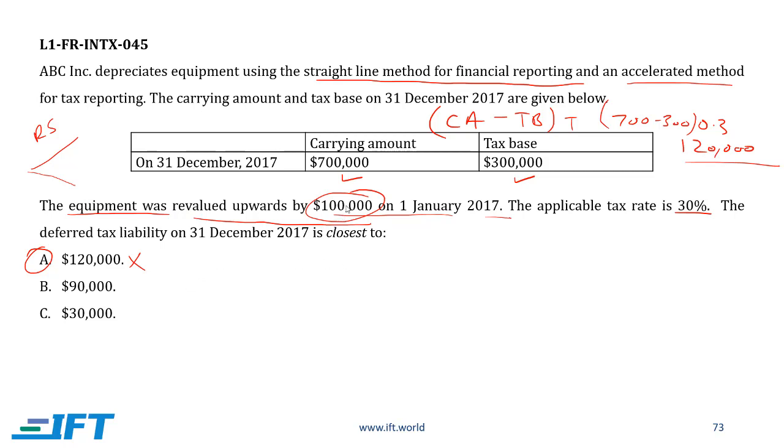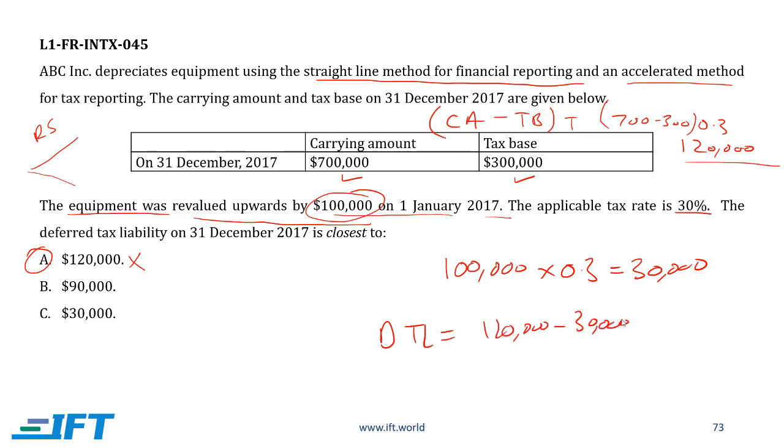Now how can we remove this impact of 100,000? The curriculum says 100,000 multiplied by the tax rate, that is 0.3. How much is that? 30,000. Your deferred tax liability would be 120,000 minus 30,000. That is your 90,000. So the correct option is B. So we deduct what? The impact of revaluation surplus. And how do we reduce the impact? Revaluation surplus multiplied by the tax rate.